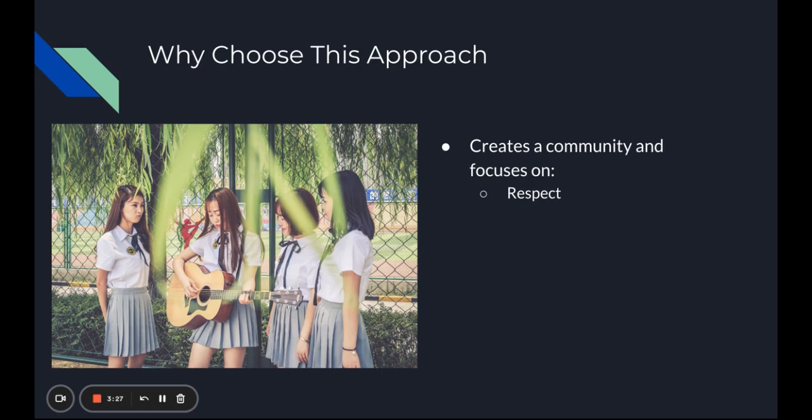Also, how should students respect one another? How do they like to be respected by their classmates? And lastly, how should everyone respect the environment that you're all working in?